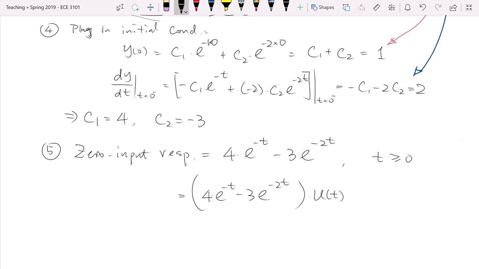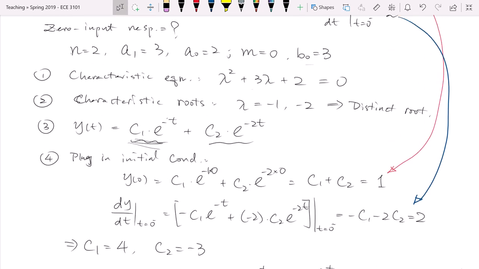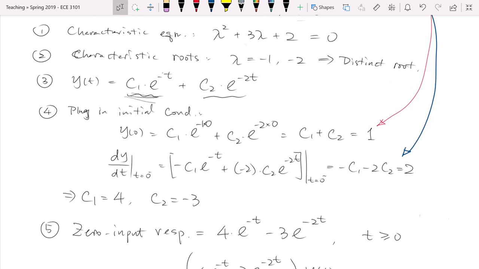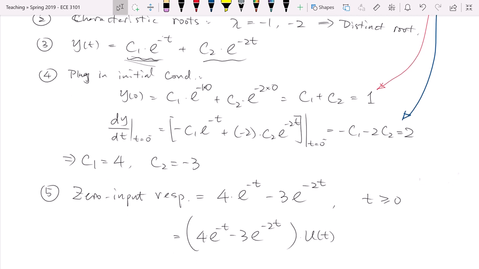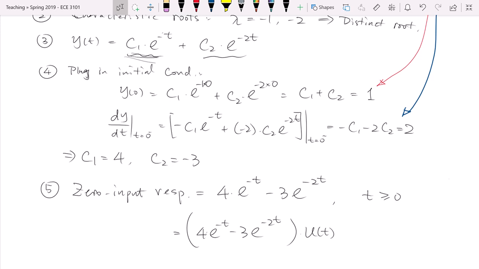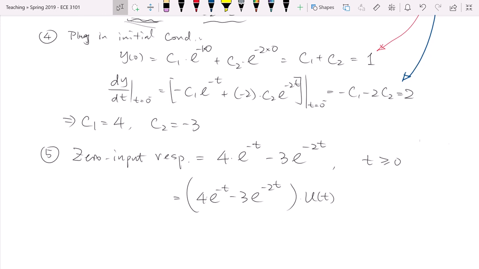Okay, so this is the first example to illustrate how we can calculate the zero input response of a simple differential equation described linear time invariant system. The procedure is: identify your characteristic equation based on the differential equation, solve for the characteristic roots, and write down the basic form of your zero input response, which is a combination of your characteristic modes. Then plug in the initial condition to solve for the C1, C2, or Cn coefficients for each characteristic mode, and eventually put everything together to summarize your result.